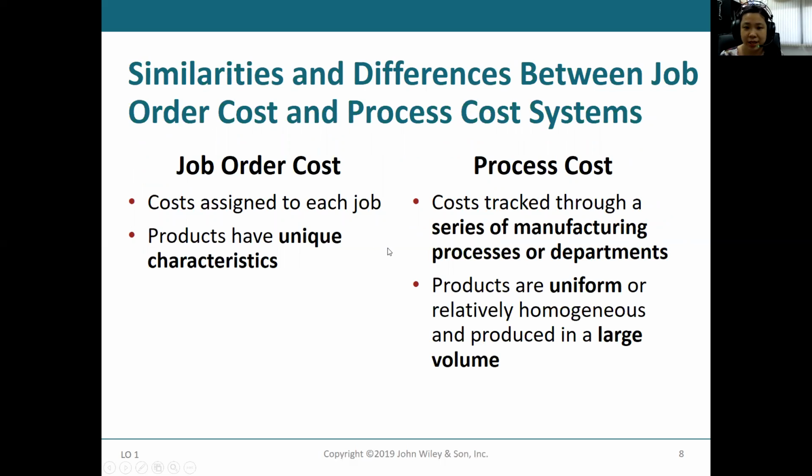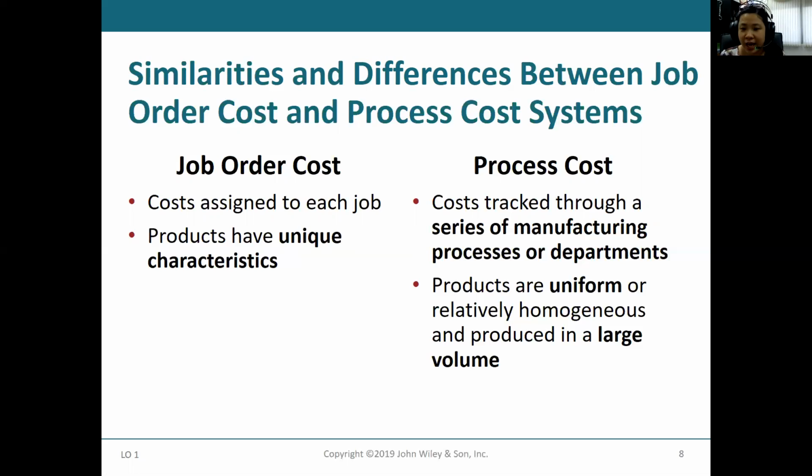Now let's look at the similarities and the differences between job order costing and process costing. For job order costing, do you remember the cost will be assigned to each job? So we have to prepare the job cost sheet, where we find out how much it costs to produce the job. And normally products will have unique characteristics. They are different from each other. For example, if you're producing a movie, an animated movie will be different from a thriller movie.